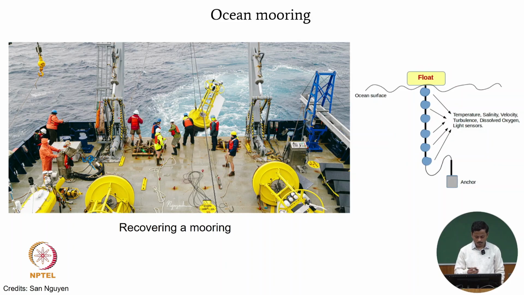Different people can call it differently. There is a floating body on top, and this can have multiple instruments that measure atmospheric temperature or humidity, and then there are multiple instruments that measure oceanic quantities, for example temperature, velocity, dissolved oxygen, light. Depending on the depth of the ocean, we can have instruments all along this wire.